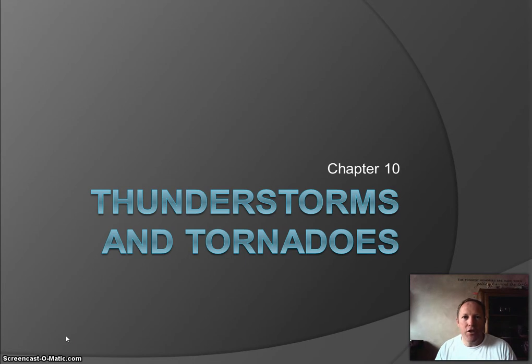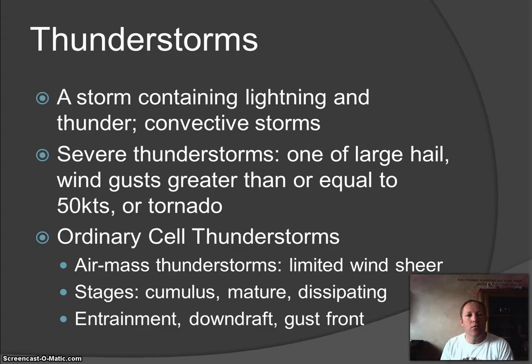All right, now we're on to chapter 10. It's the big stuff now, thunderstorms and tornadoes. What are things going to be looking like with this chapter? Well, we're going to talk about a storm. A thunderstorm, actually, is a storm containing lightning and thunder. Basically, a convective storm. That means rapid, strong updrafts moving vertically into the atmosphere.